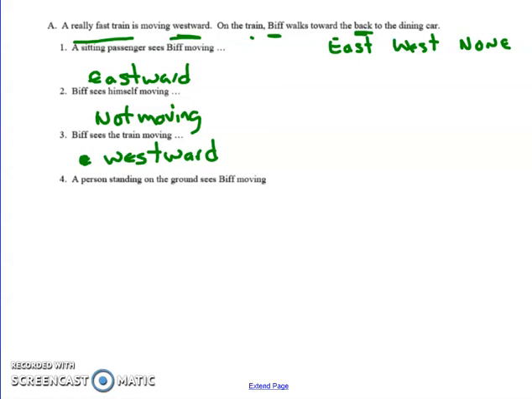Okay, so if you don't buy that, pretend the train is the earth and you're on the earth. When you start walking, you don't see yourself moving. If you look at the ground, you see it slipping underneath you in the opposite direction. This is the exact same thing.